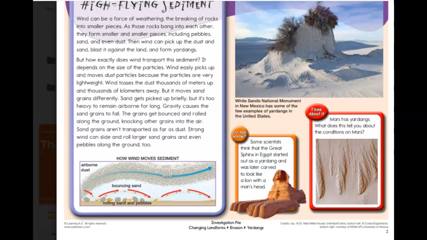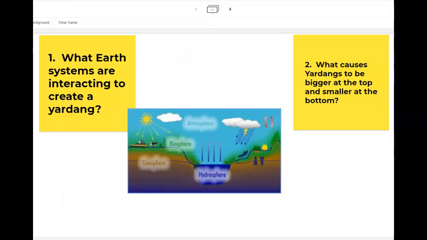All right, guys. So remember, if you need to watch that video again, you can. But what Earth systems are interacting to create a Yardang, and what causes Yardangs to be bigger at the top and smaller at the bottom? Go ahead and answer that question in the Google Doc in the classwork section.